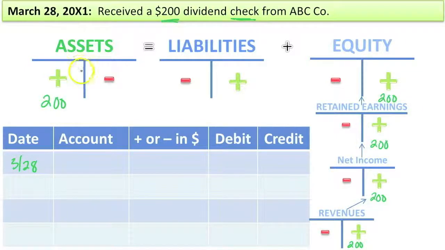So as you can see, assets went up by $200. How did we finance that $200 of assets? We earned it, and we kept it in the business as owners.